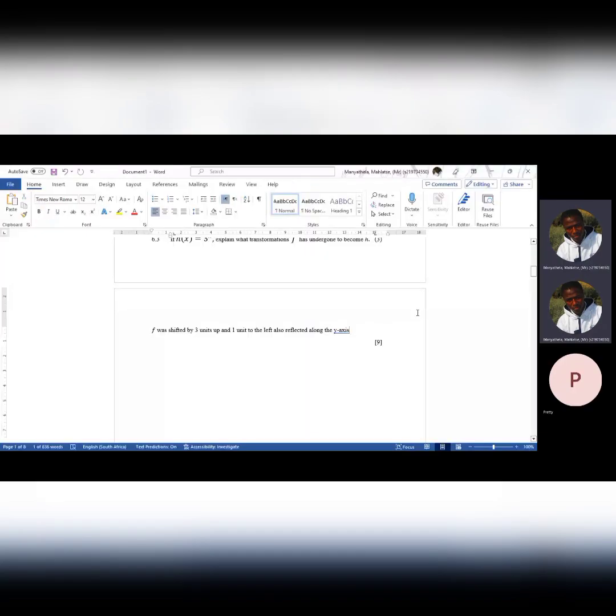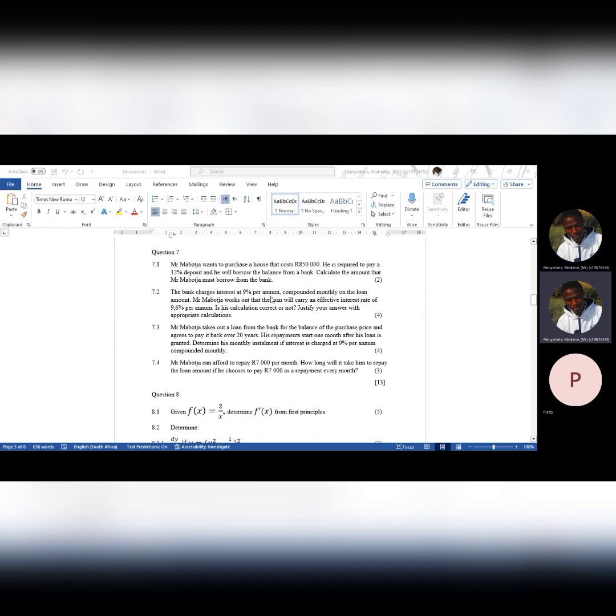So we are done with that question. Now we move to question 7. A lot of people complain about financial mathematics, but it's not that deep. The first thing that you must do when you get to an exam, relax. The reason why it becomes difficult is because you're panicking most of the time.